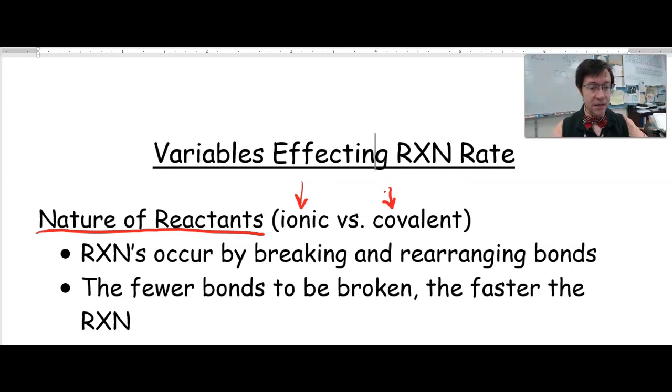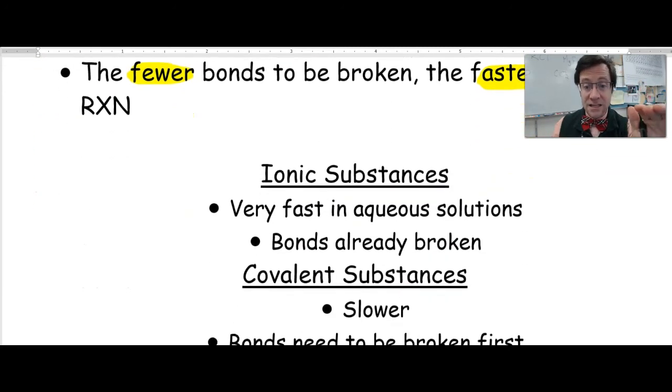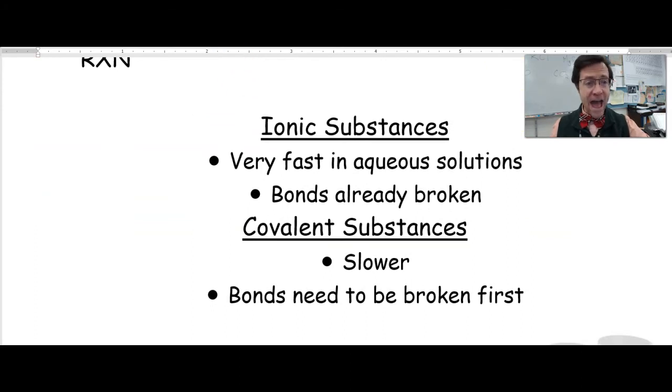So keeping that in mind, let's remember that reactions occur by first breaking bonds, and then rearranging bonds. So it stands to reason that the fewer bonds are broken, the faster the reaction is going to be. To get a chemical reaction to happen faster, you have to break the old chemical bonds faster so that you can rearrange them to make the new chemical bonds. So ionic substances are fast, wicked fast, almost instantaneous, which is why we are made out of water.